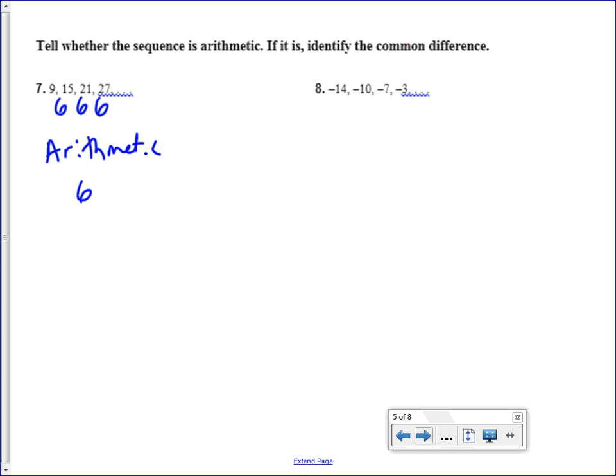And the common difference we obviously said was positive 6. So if you look at this next one, we go negative 14, negative 10, negative 7, negative 3. So the first time we increase by 4, then we increase by 3, then we increase by 4. So is this one arithmetic? We would say no, not arithmetic. It does not have a common difference, so it's not arithmetic.